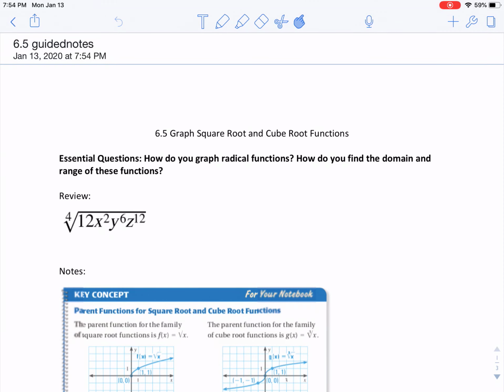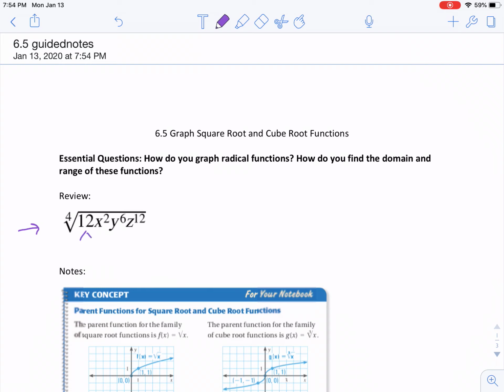Alright, hey guys, this is 6.5, and it's on graphing square root and cube root functions. As our review, we're going to do a simplifying radical here. If I were you, I would try to do this on your own, because this is going to be a question on your quiz for Friday. So maybe pause it now, see how much you can get done on your own, and then come back. I'm going to go ahead and start it.